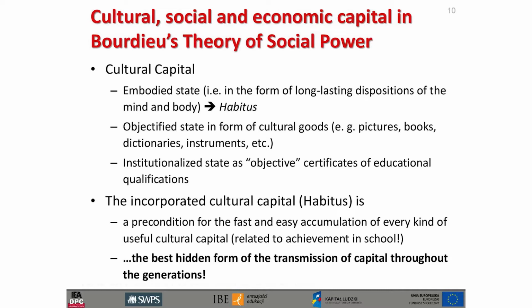An interesting thing about the habitus, which is the incorporated cultural capital, is that it is a precondition for the fast and easy accumulation of every kind of useful cultural capital. And this is very much related to the school context. So Bourdieu also states that this is the best hidden form of the transmission of capital throughout the generations.